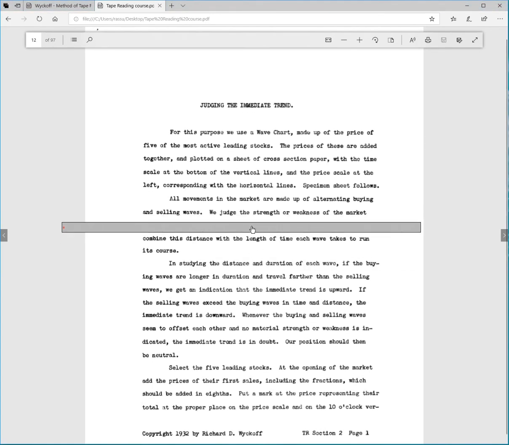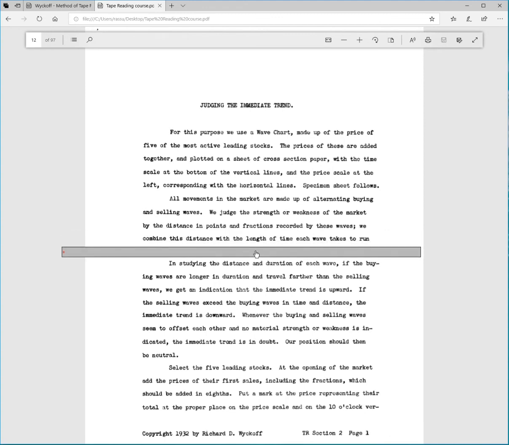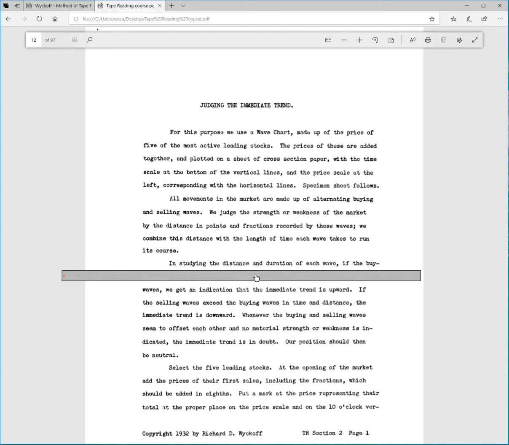All movements are made up of alternate buying and selling waves. We judge the strength or weakness of the market by the distance in points and fractions of these waves. We then combine it with the time or length of time. In studying the distance and duration, it is nothing more than the price change and the length of time. For example, on a 5-minute chart, the length of time was 3 bars. It's 15 minutes. All right.